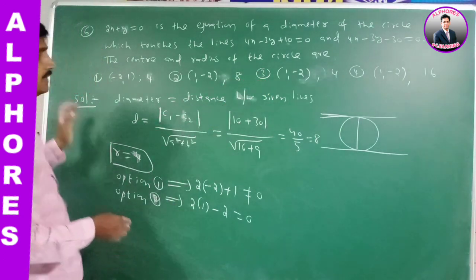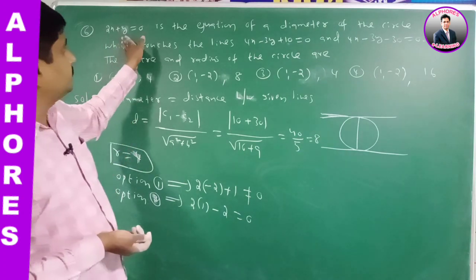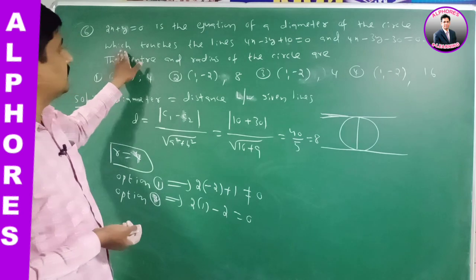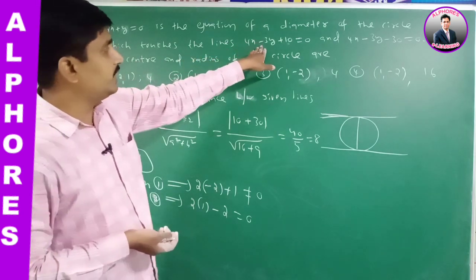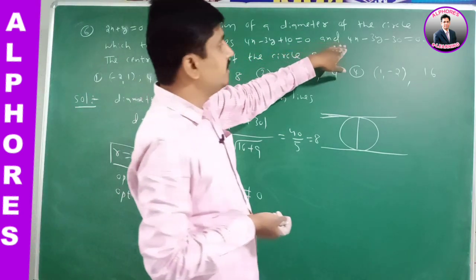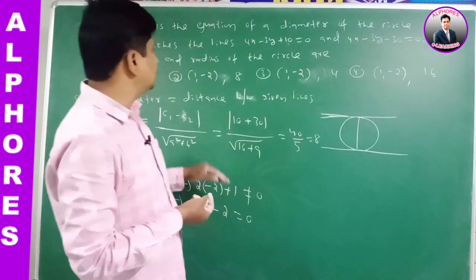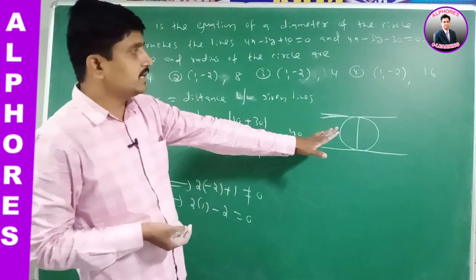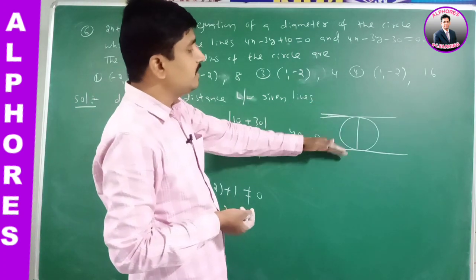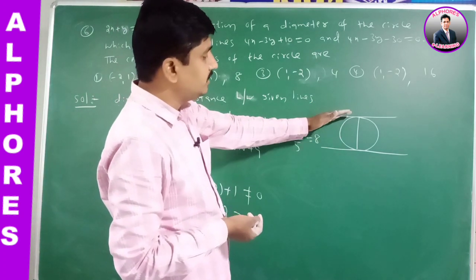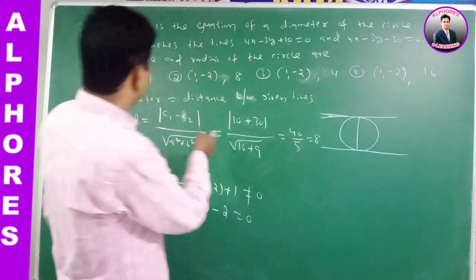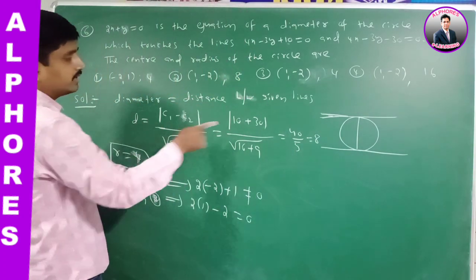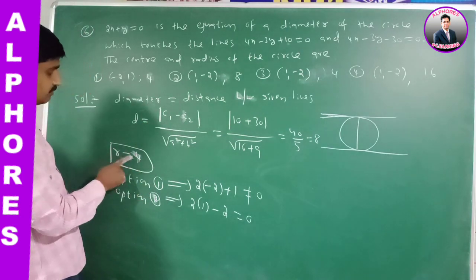Option 3 is correct. Observe students, 2x plus y equal to 0 is the equation of the diameter of the circle which touches the lines 4x minus 3y plus 10 equal to 0 and 4x minus 3y minus 30 equal to 0. The given circle touches the given lines which are parallel. Now the distance between the two parallel lines is the length of the diameter of the circle. First, the length of the diameter is 8. The radius of the circle is 4.